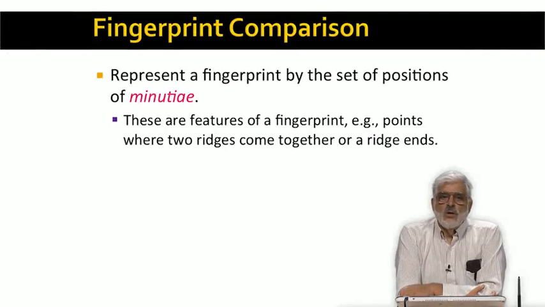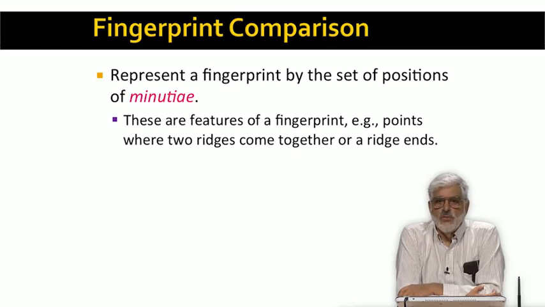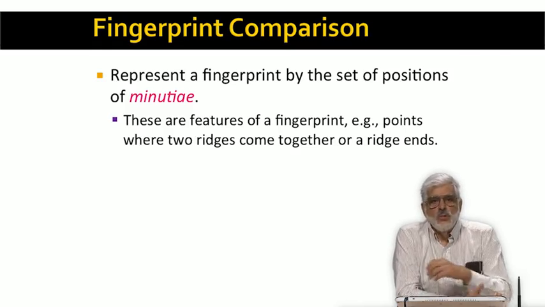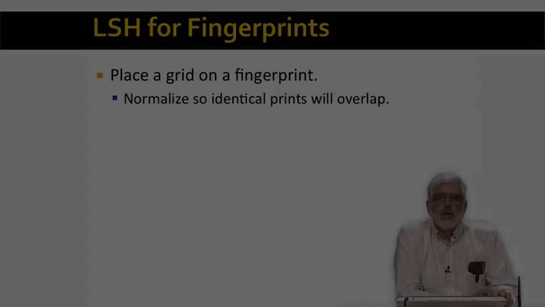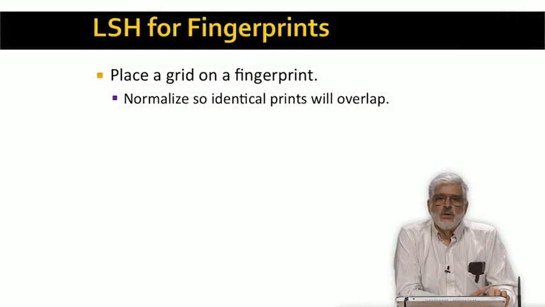To start, we should know a little about how fingerprints are represented. An image of a fingerprint is examined for what are called minutiae. These are particular locations where something interesting happens to the ridges that form a fingerprint. Examples are where two ridges merge into one or where a ridge ends. So the image of a fingerprint is replaced by a set of coordinates in a two-dimensional space where minutiae are located. You place a grid over each fingerprint image.